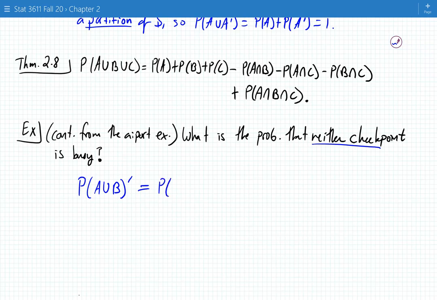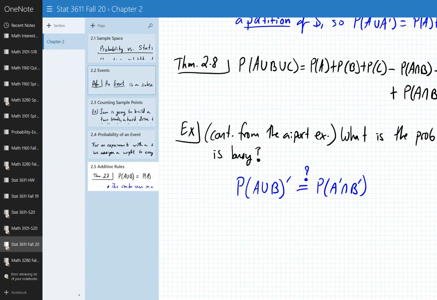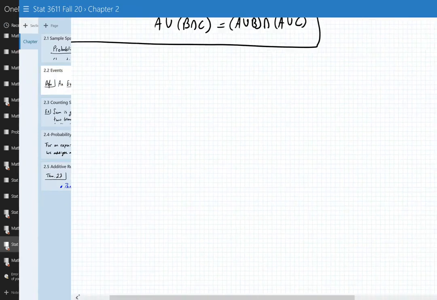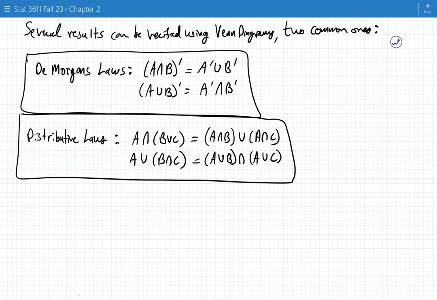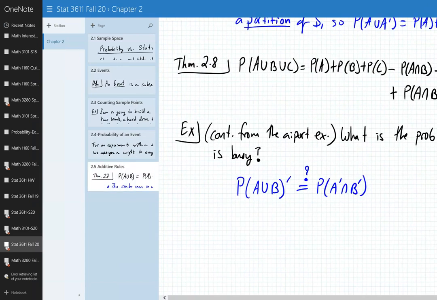I would say it's pretty clear that neither checkpoint would be A prime intersect B prime, right? Not A and not B. Are these equal? Well, let's take a look at our notes and look at our events. What do we know about De Morgan's laws is, in fact, they are equal. That's the second De Morgan's law right here. A prime intersect B prime is equal to (A union B) prime. That's De Morgan's laws. So we can tie that in here.